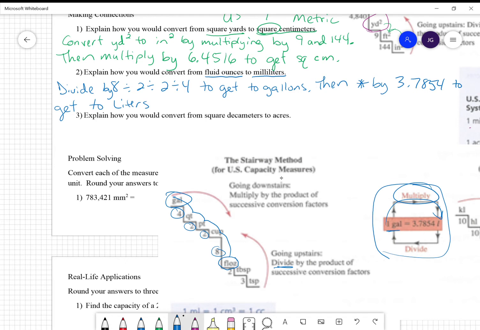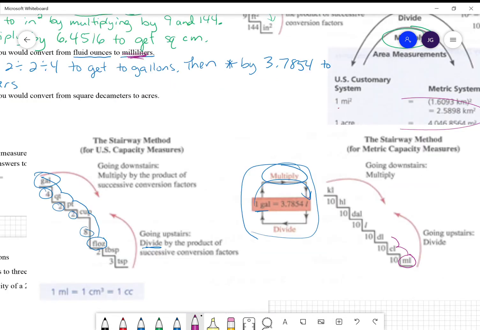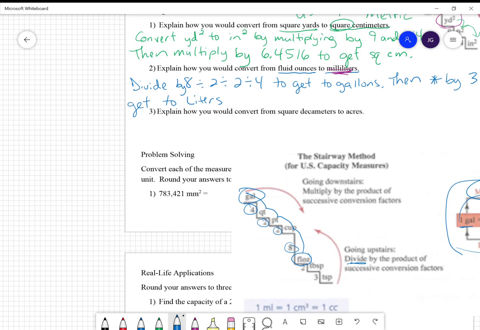Okay, I'm not done yet because my ultimate goal is milliliters. So I'll just slide this over. So I'm at liters. I want milliliters. So I need to go down 1, 2, 3 steps. So down is multiply by 10 to the third. Then multiply by 10 to the third.